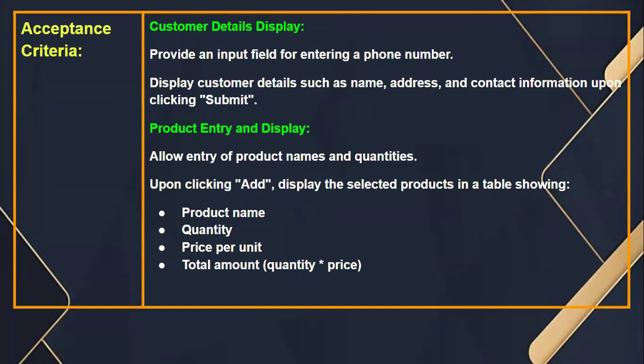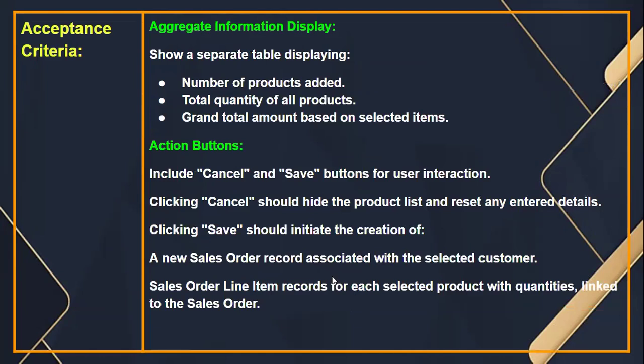Let's discuss the acceptance criteria. The acceptance criteria is the customer details we have discussed, in the same input field, phone number based. We need to get the customer name, address or contact information, and display it on clicking the submit button, and display product information by product name and quantities. Once we click on the add button, we have to display the product name, quantity, price per unit, and total amount. This is quantity into price, right? Yeah. And aggregate information: we have the number of products, total quantity, and grand total amount for the selected items. And finally, we have the add buttons, right?